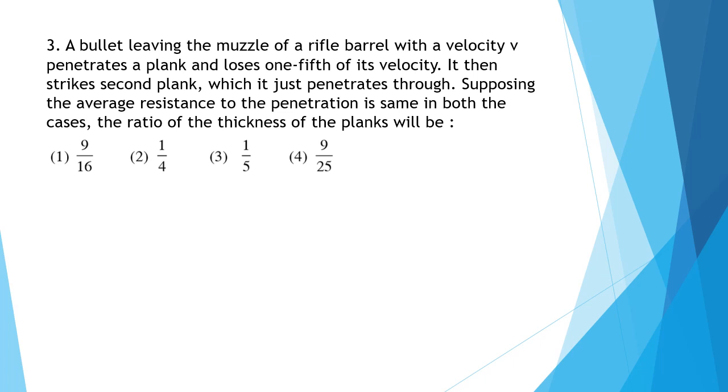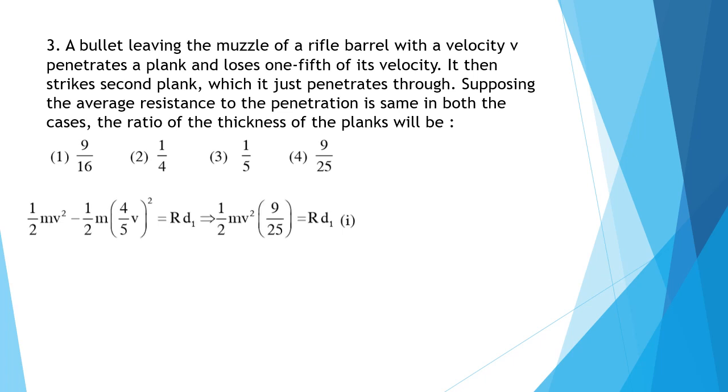Question 3. A bullet leaving the muzzle of a rifle barrel with a velocity v penetrates a plank and loses 1/5 of its velocity. It then strikes a second plank which it just penetrates through. Supposing the average resistance to the penetration is the same in both the cases, the ratio of the thickness of the planks will be. Now in such cases we know that change in kinetic energy will be equal to work done.